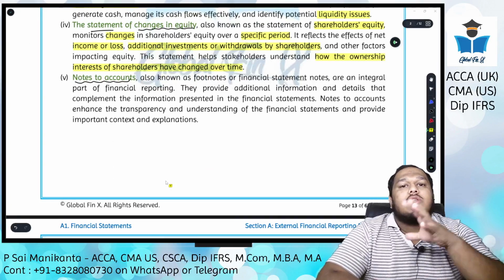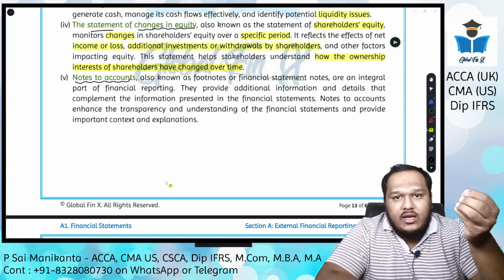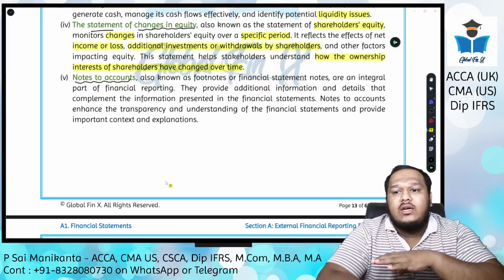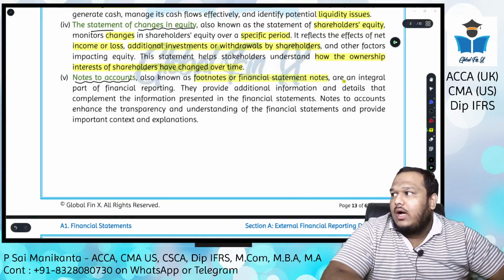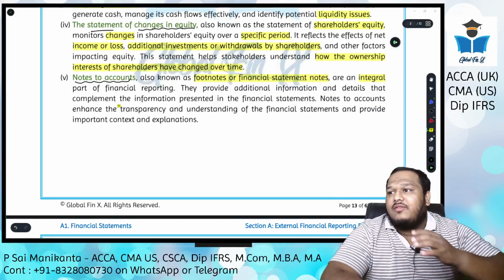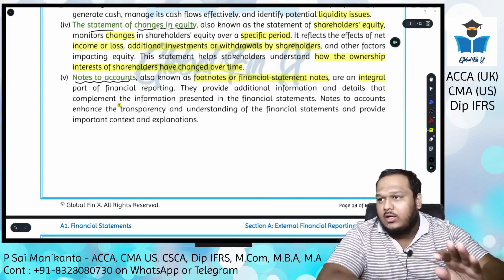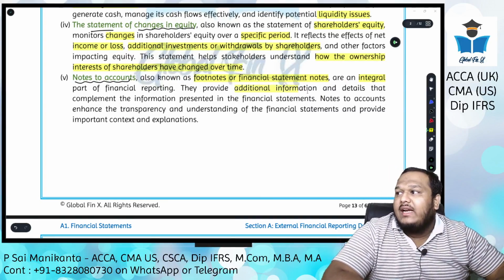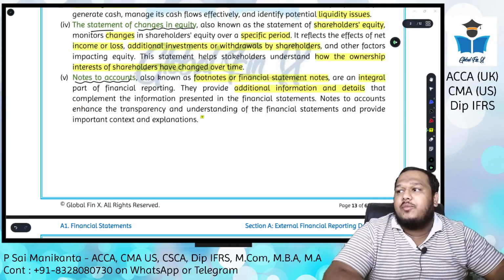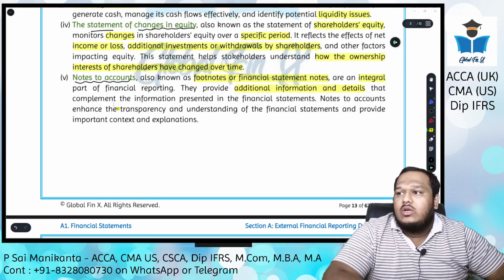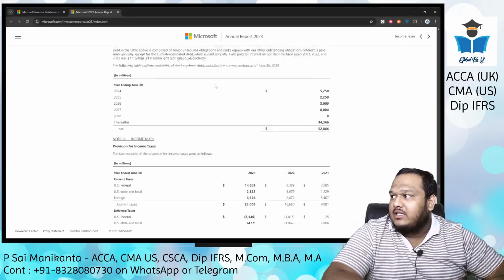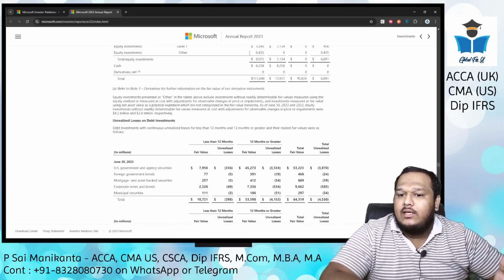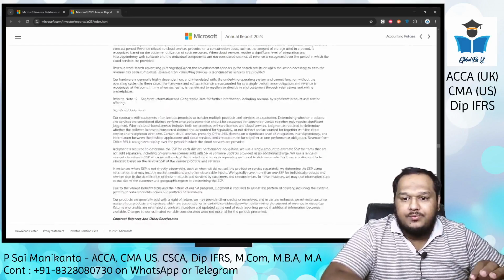So I hope you understood what notes to accounts is. It talks about all the extra, additional information that you need to know to read the financial statements. Also known as the footnotes of the financial statements. So they are an integral part of the financial reporting. Without them, financial statements are not complete. They provide additional information and details that complement the information presented in the other financial statements. Notes enhance the transparency and understanding. They provide important context and explanation. So basically, whatever is already there in the financial statements, more details related to that are given in the notes to accounts. Correct?